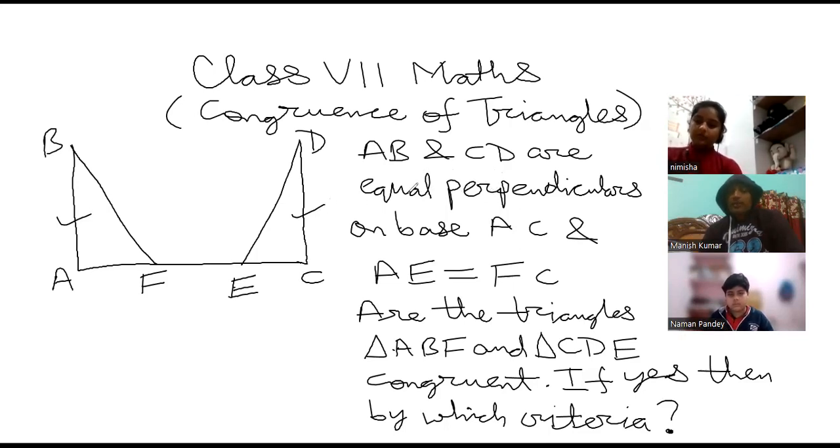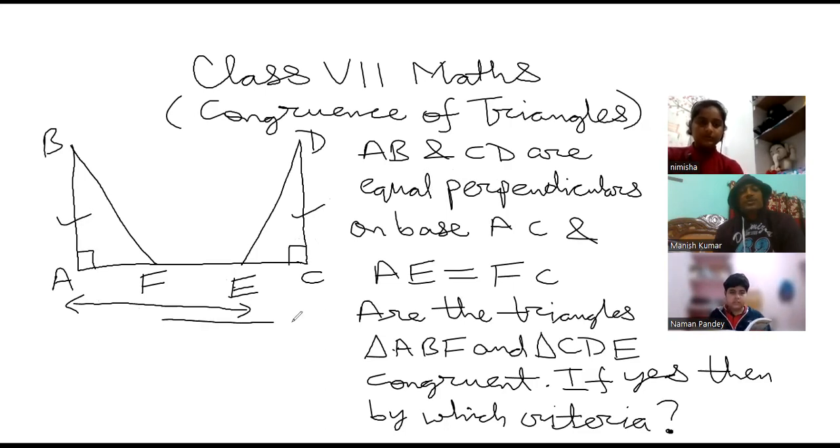Equal means they are same and perpendicular means the angles will be 90 degrees. Yes, sir. Angle A and angle C, on base AC. And AE is equal to FC. AE is this one. And this is equal to FC. FC is this one. It is not written that AF is equal to EC. It is written AE is equal to FC. So how can this side be equal?